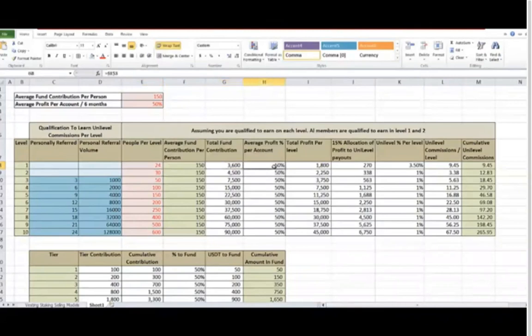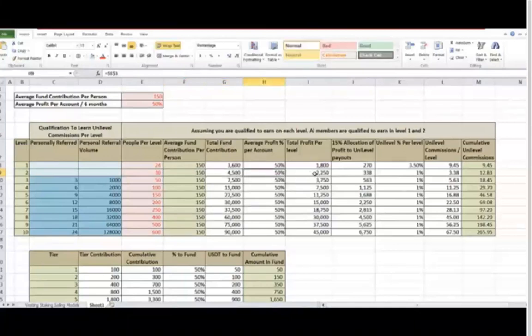Average profit we said was 50%, and the total profit then, 50% of the total amount of contribution to the fund would be 1,800 USDT. 15% of that is paid out either through manual withdrawals or via the automatic 6 monthly deduction of the performance fee. So that would be 270 USDT. On my first level in the Uni-Level compensation plan, I get 3.5%. So 3.5% of the 15% that was allocated from the performance fee means that I'd have $9.45 of passive commissions.